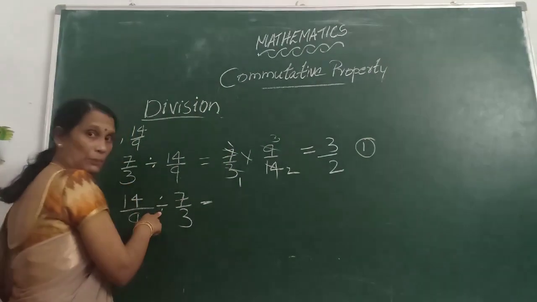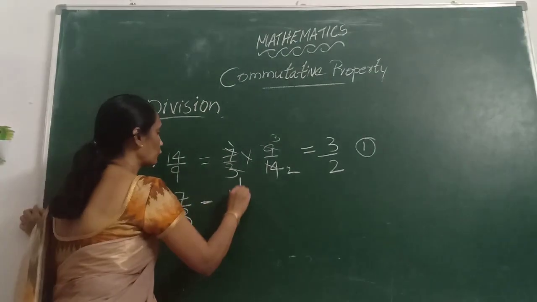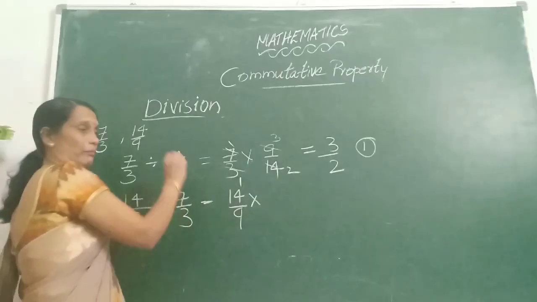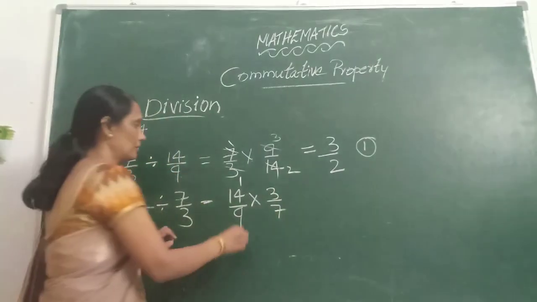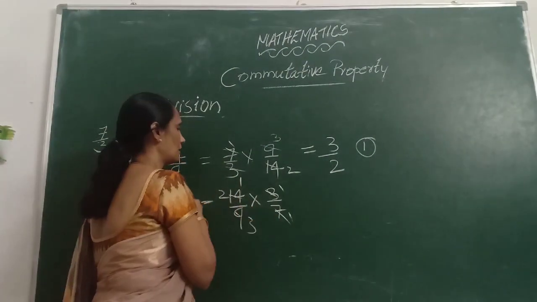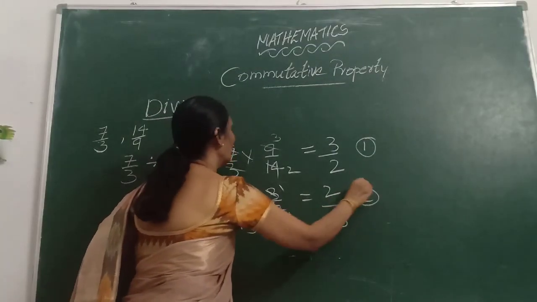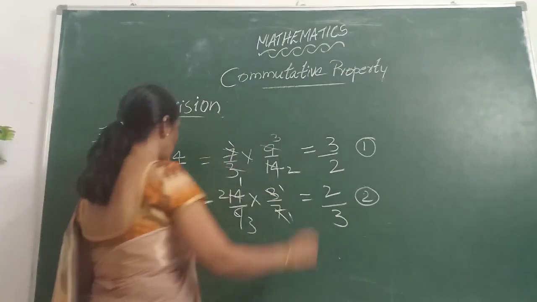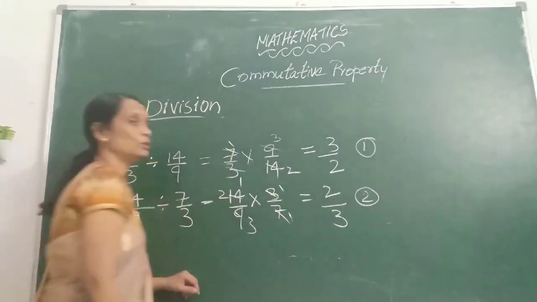So instead of division, we have to do multiplication. So what will it be? 14 by 9 into, we have to take the multiplicative inverse of 7 by 3, that means 3 by 7. Okay, so cancellation: 7 2s are 14, 3 3s are 9. So the answer is 2 by 3. See here, for 7 by 3 divided by 14 by 9, we got 3 by 2. For 14 by 9 divided by 7 by 3, we got 2 by 3.